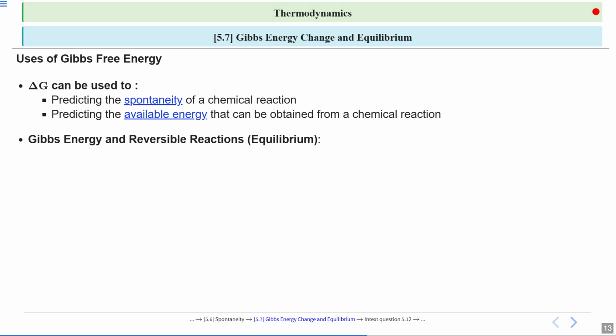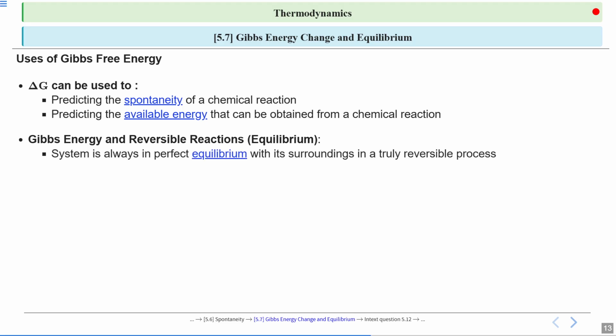Then what about Gibbs free energy and reversible reaction? So this is very important. This relation will also be encountered in the next chapter, which is equilibrium. If a system is always in perfect equilibrium with the surroundings, it is a truly reversible process. So it is the basic requirement of the reversible process. We know it very well.